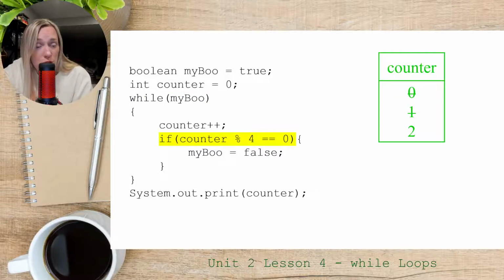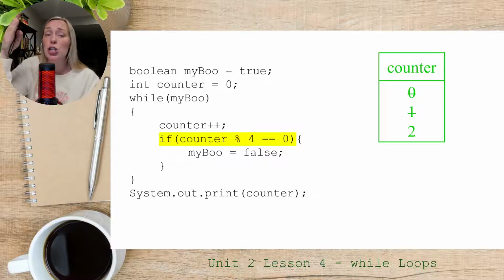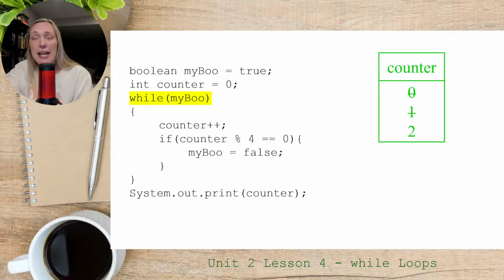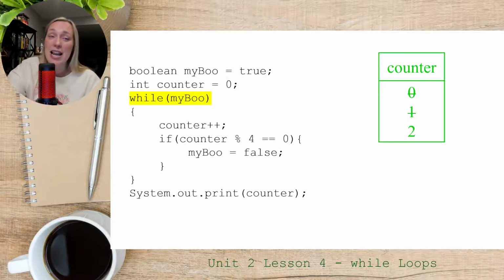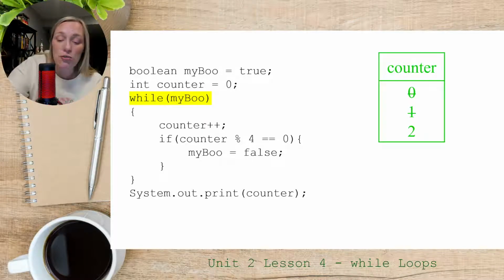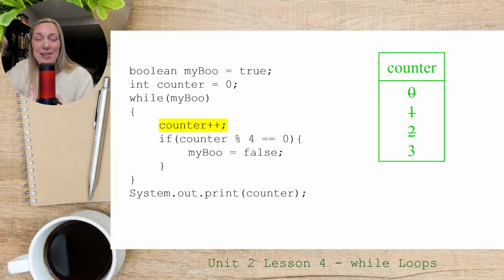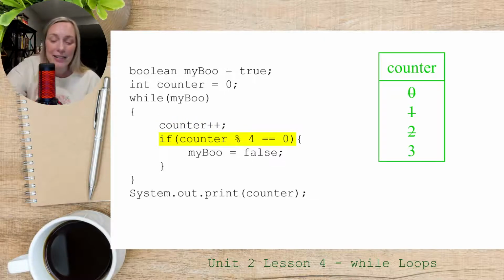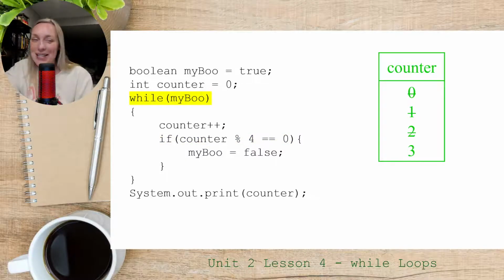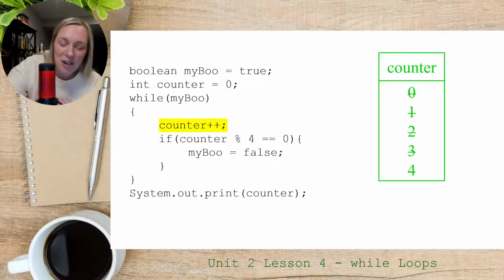Counter increases to 2. Counter 2 mod 4 is 2. Not equal to 0, so I skip my if statement. That never runs, and I go back up. Myboo is still true. Counter increases to 3. 3 mod 4 is 3, so that if statement gets skipped. Myboo is still true. Counter increases to 4.